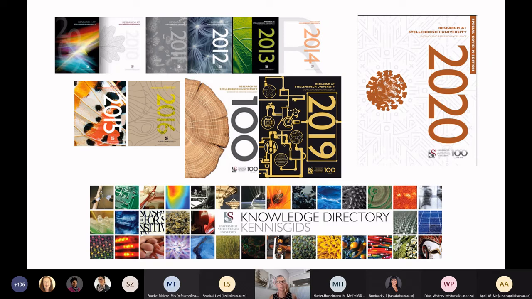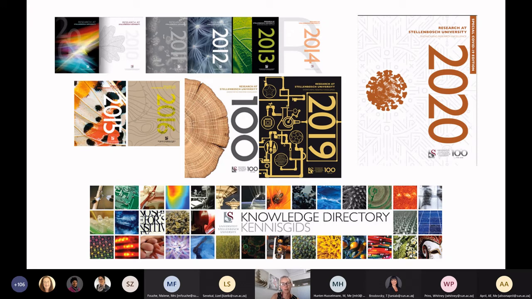So the knowledge directory is available also on the main website of the university. You can click on it. We have populated it to a large extent based on the information that we have, for example, through the NRF ratings process. But it really is up to everybody to populate also your own profile and to put your own keywords in, because you will know best what you do and how to sell that to the external world.